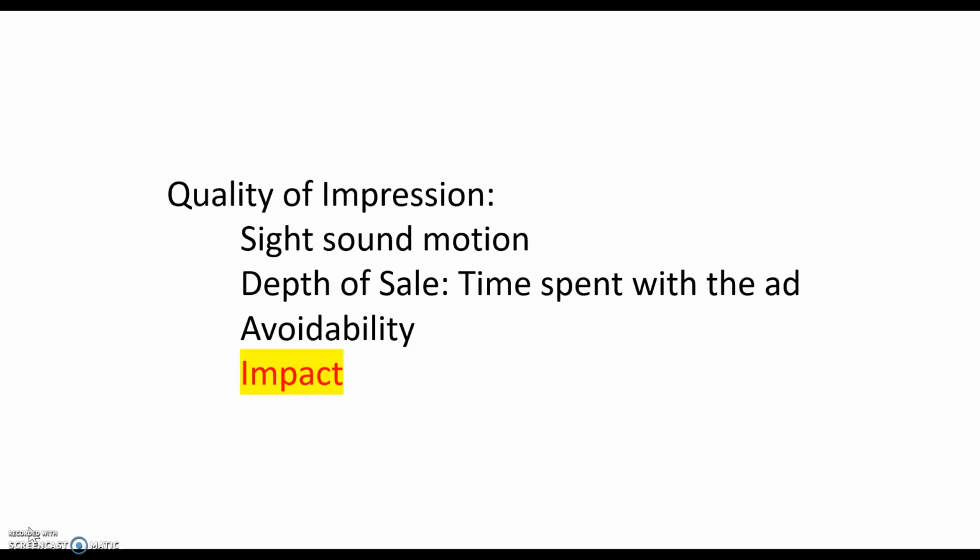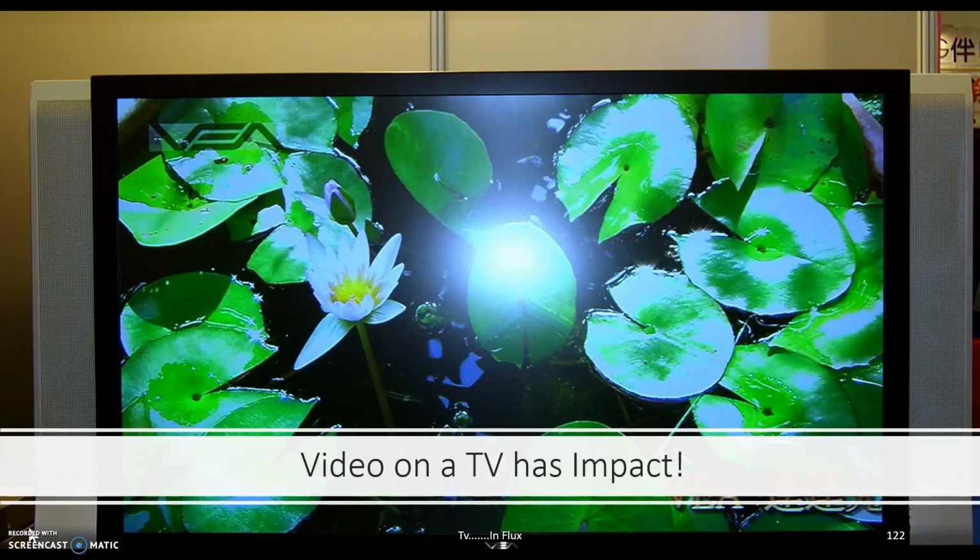Anyway, size of picture has an effect on impact, which has an effect on the quality of the impression. And that's one reason why the TV in your home is kind of a special, really high quality impression. So are ads that run in movie theaters, by the way. There are companies that sell those ads. That's a great impression as well.